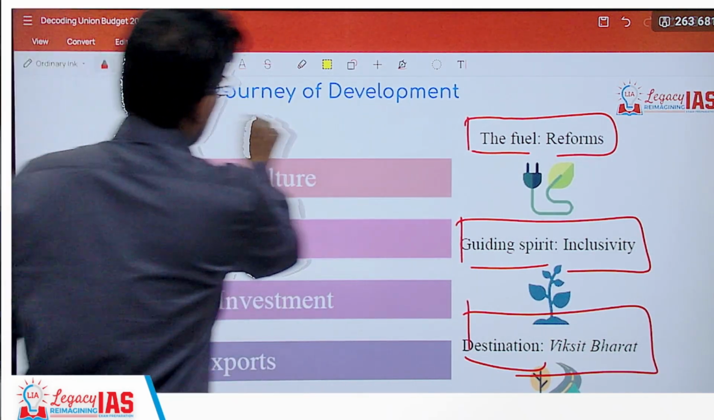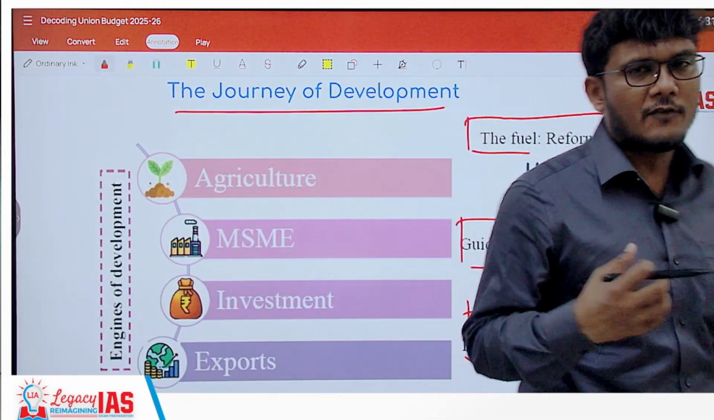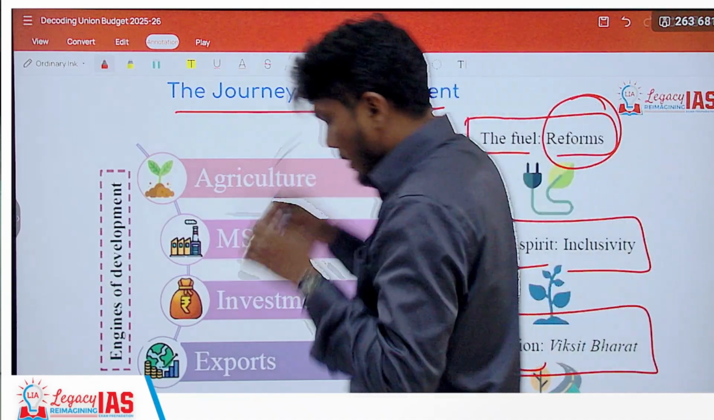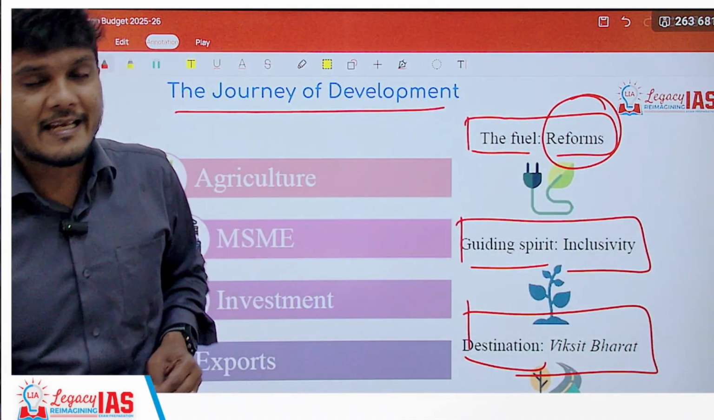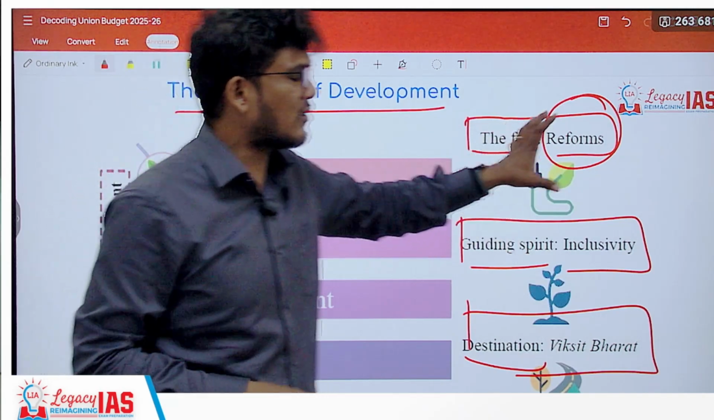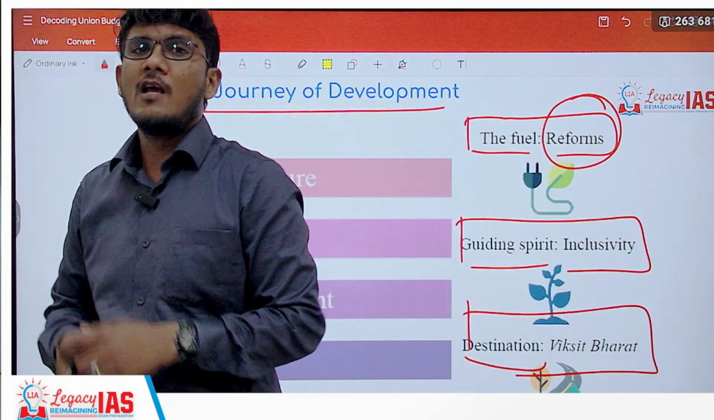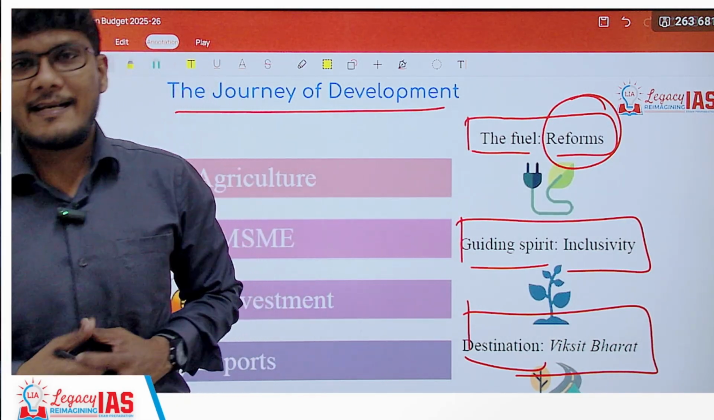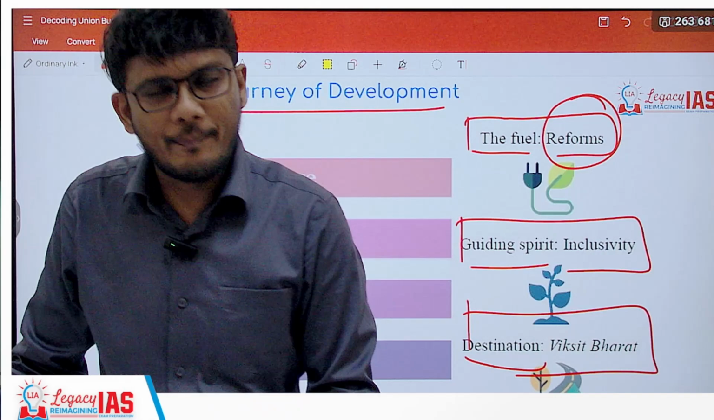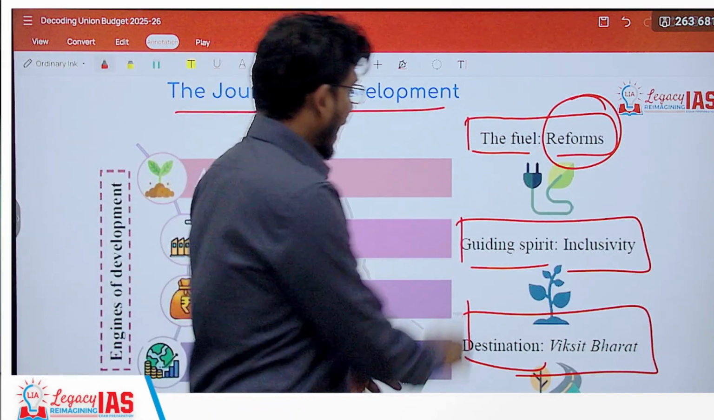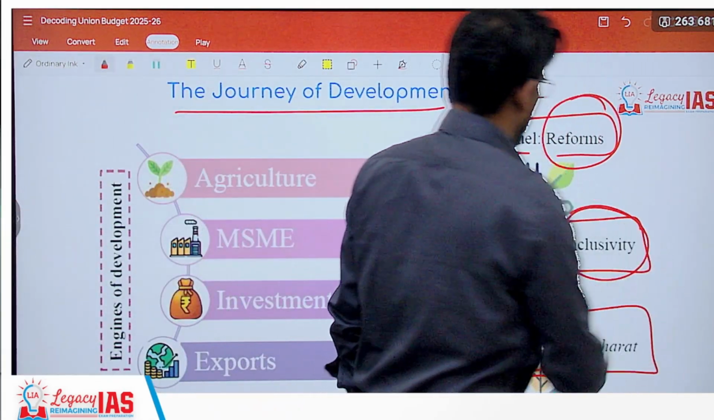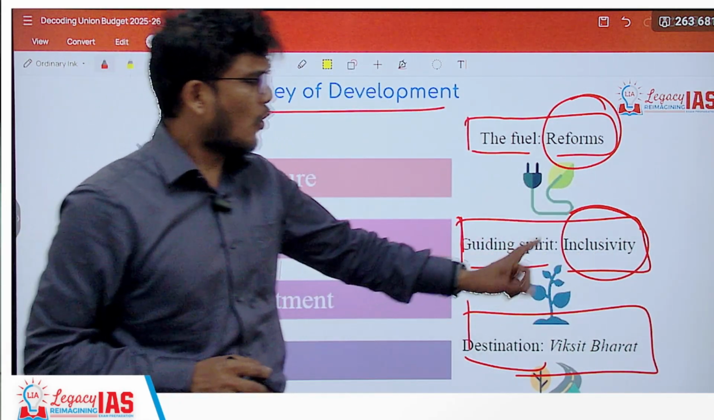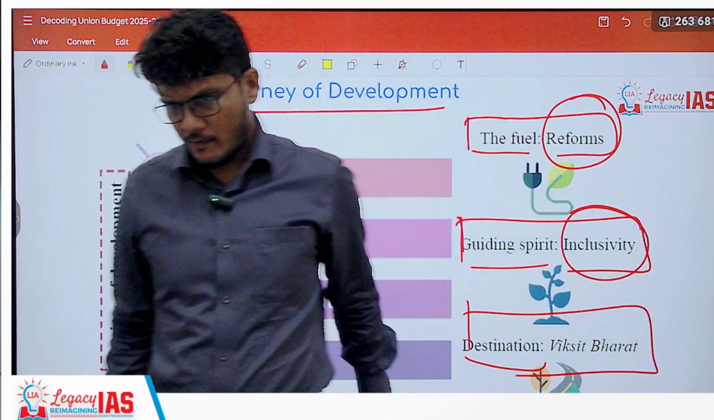So let's move on. The journey of development. We want to achieve this journey with the help of the fuel that the government calls reforms. When we talk about reforms specifically in the financial sector, the government is talking about ease of doing business, enhancing credit availability, etc., and also decriminalizing certain things so that people can do business easily. Now the guiding spirit is inclusivity. This has been the motto of the government since the very beginning, right?